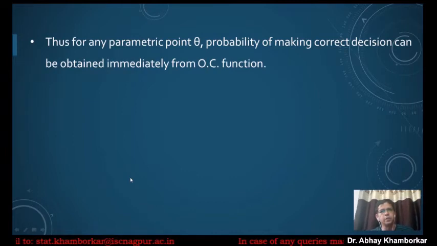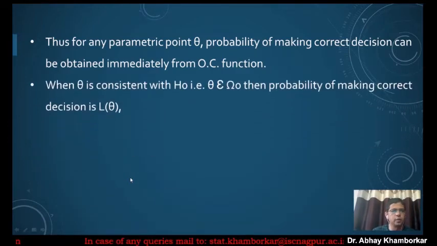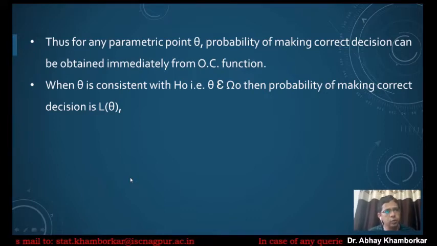So this OC function basically gives us the probability of making a correct decision. Thus for any parametric point theta, the probability of making a correct decision can be obtained immediately from the OC function, right? Whether you are accepting the hypothesis or rejecting the hypothesis, the OC function will tell us how correct that particular decision is, what is the probability of taking that correct decision.